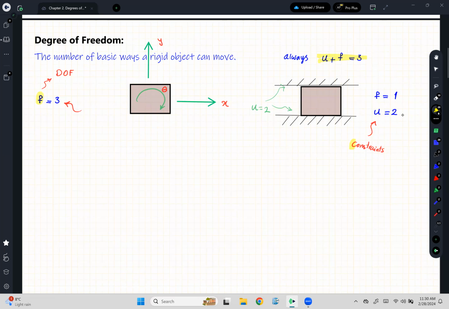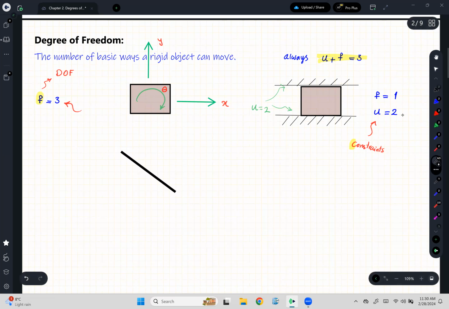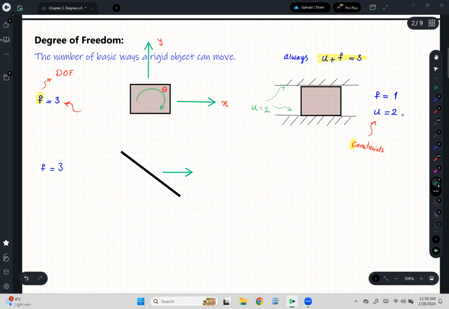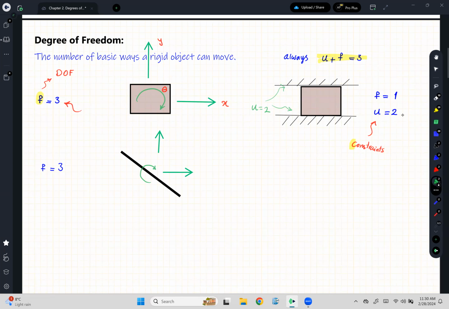Let's consider another example. Let's say I have a link, like my pen, my pencil, right? How many degrees of freedom does it have? Again, you can stop the video at any point and answer this question. Your answer should be 3, because similar to what we had for the box, this link can move left and right, up and down, and it can also rotate. So it has 3 degrees of freedom.